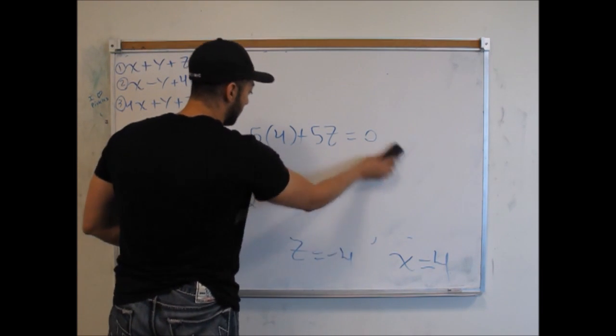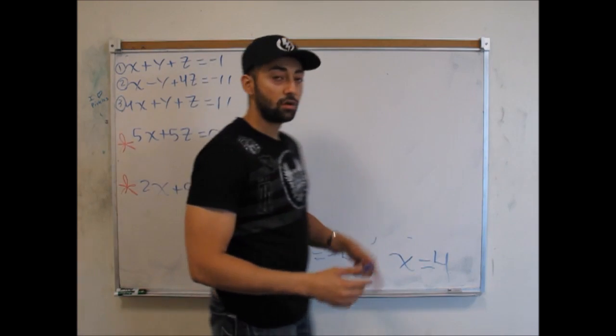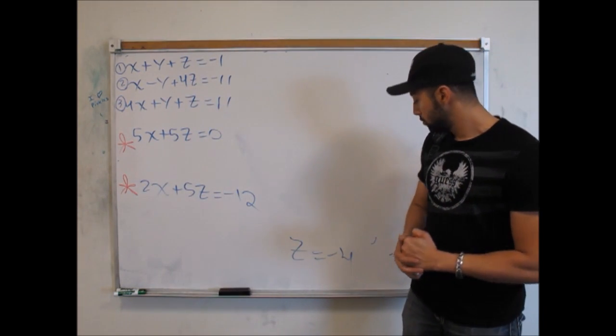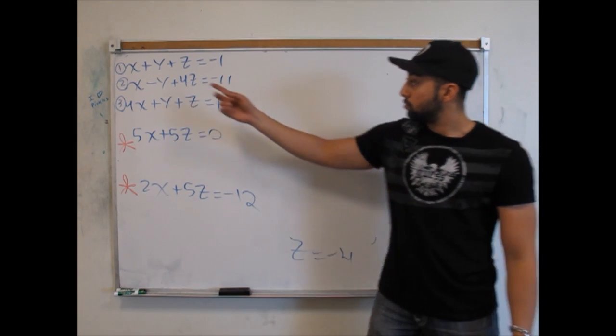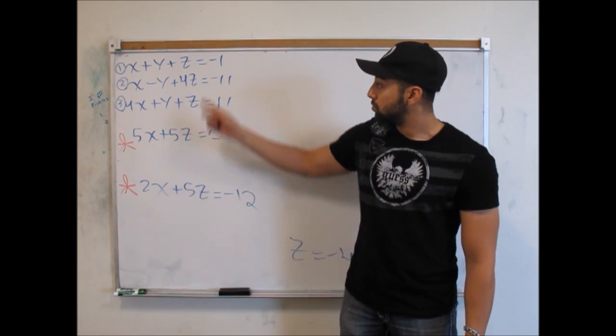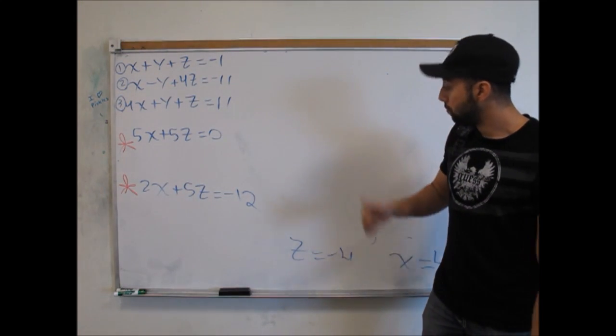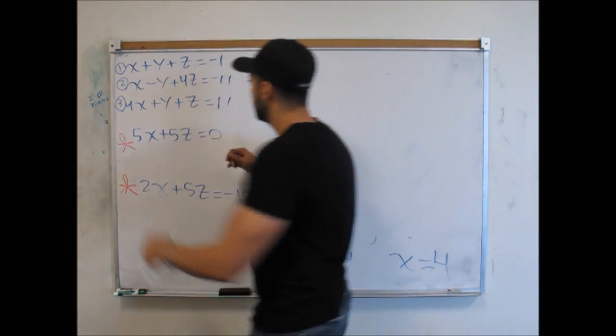Now once you have two variables solved for, you always jump back to an equation that has three variables in it. Since we have x and z, we're trying to find y now. So I'm just going to refer back to this equation, plug in x is equal to 4 and z equals negative 4, and solve for y.